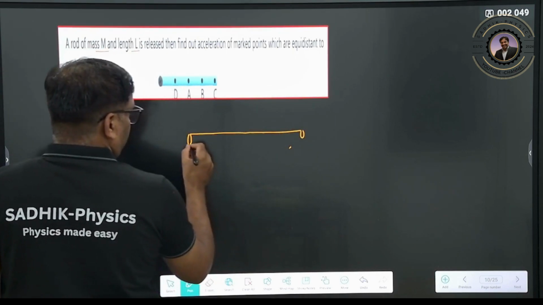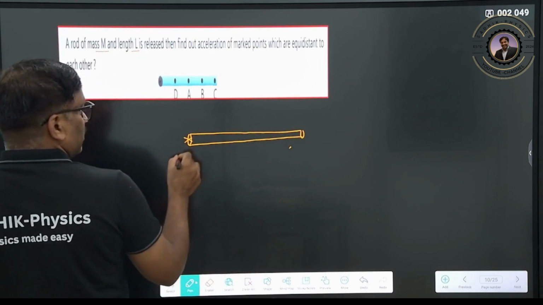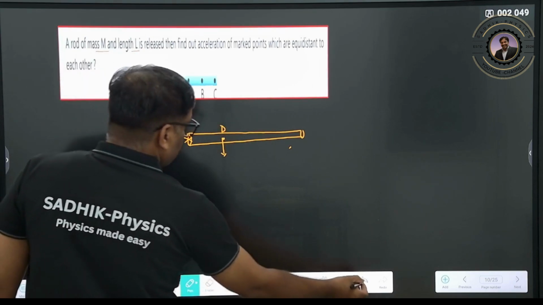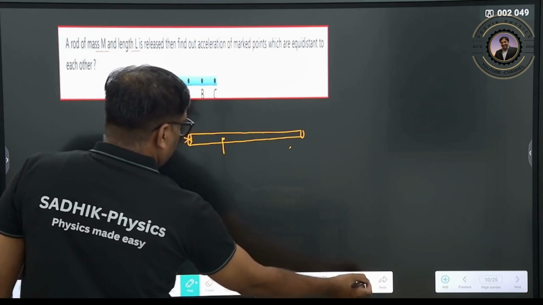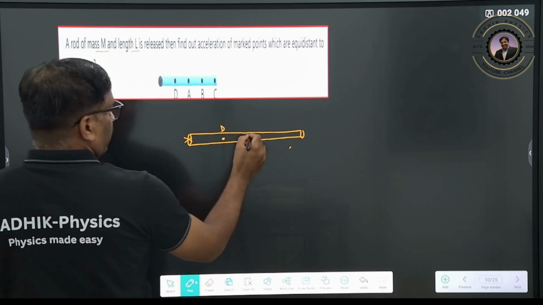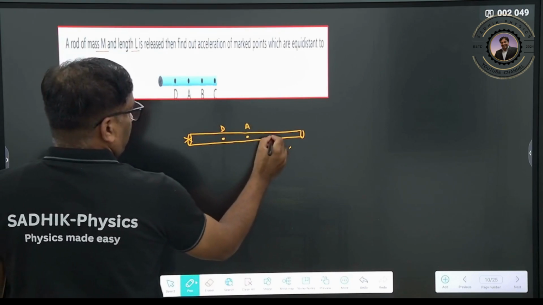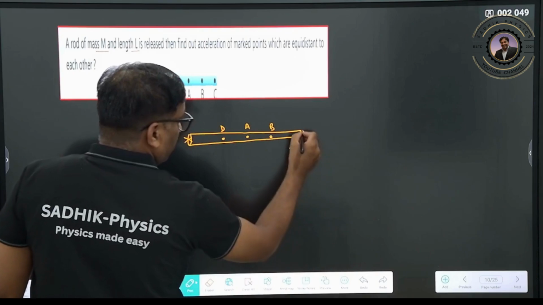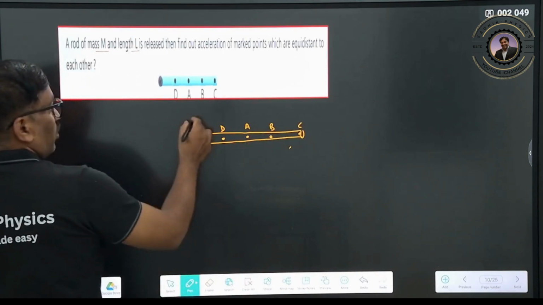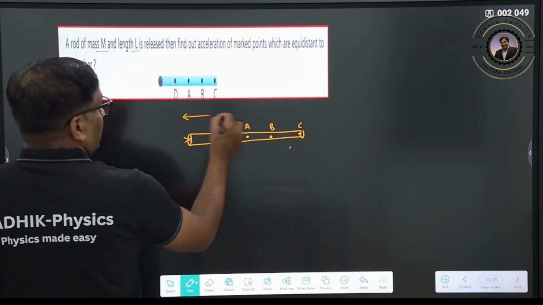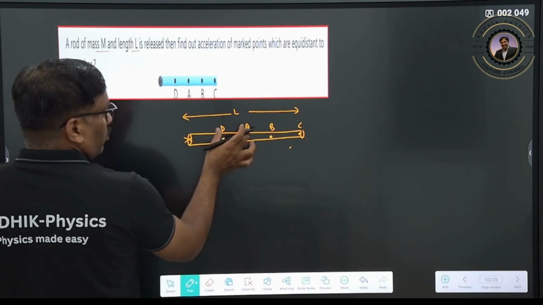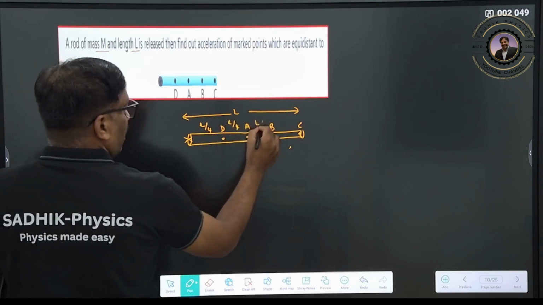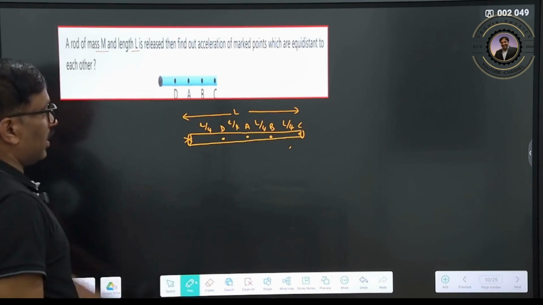this one rod. Therefore, here it will be hinged at this point. Therefore, this is D, and this point is D. So, this point is A, this point is B, this point is C. All are equidistant. Total length is how much now? Total length will be equal to L. So, 1, 2, 3, 4, four parts. Therefore, L by 4, L by 4, L by 4, L by 4 is the distance between them.